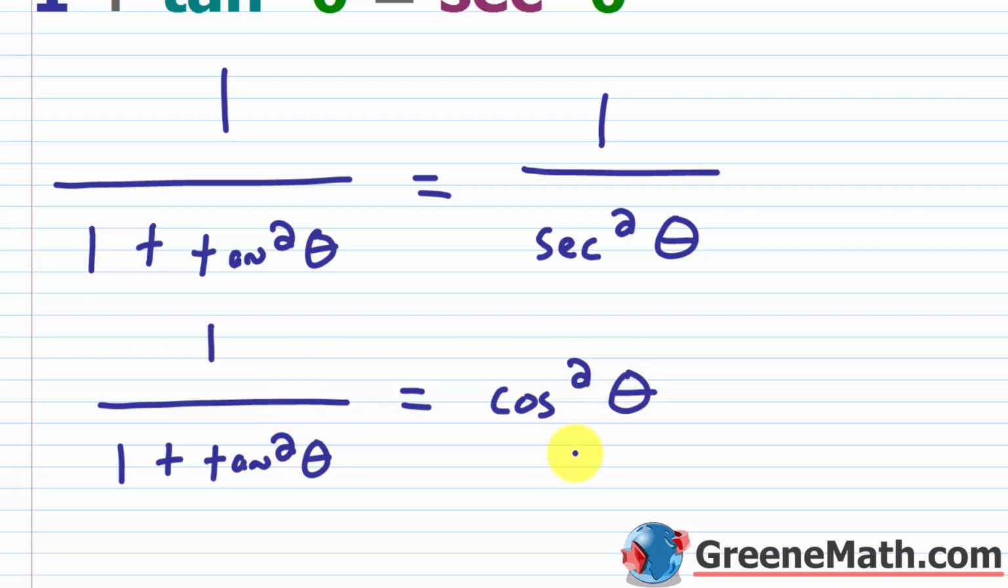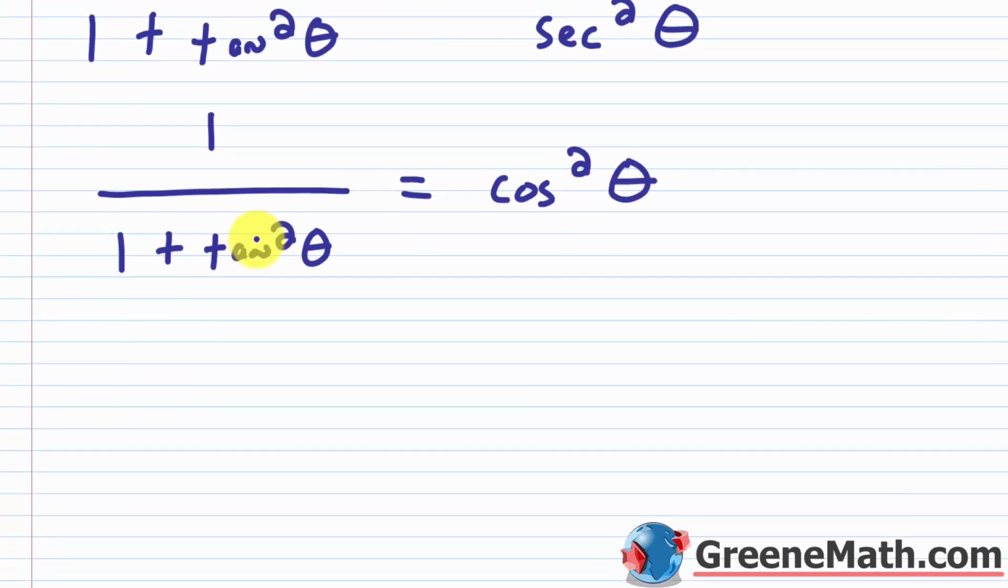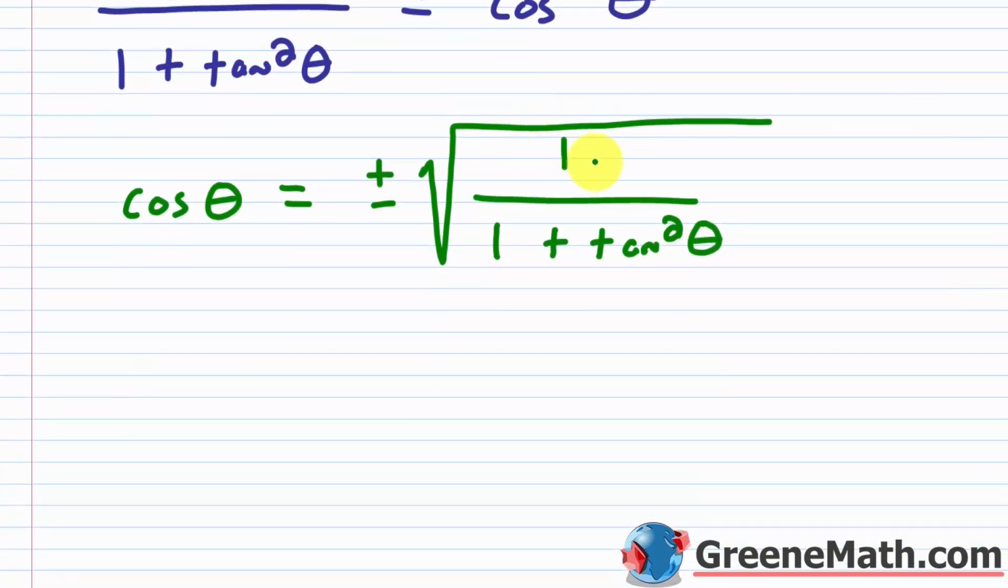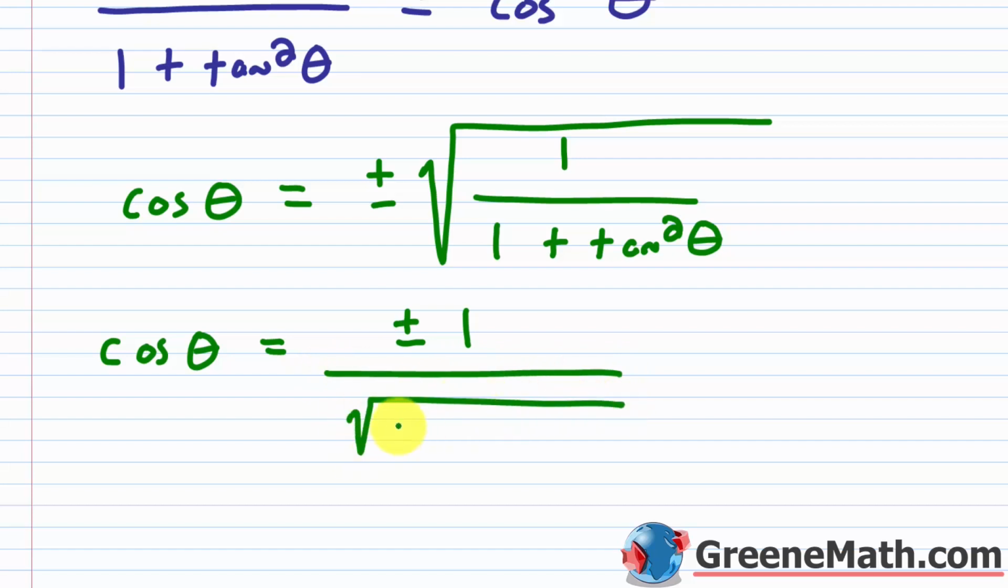Now, I want this in terms of the cosine of theta, so I'm going to take the square root of both sides. On this side, I want plus or minus because I'm not given a quadrant, so I don't know any information about what quadrant I'm in. I'm going to put cosine of theta is equal to plus or minus the square root of this whole thing, 1 over 1 plus tangent squared theta. From here, we can take the square root of the 1 in the numerator and make it a 1. So cosine of theta is equal to plus or minus 1 over the square root of 1 plus tangent squared theta.